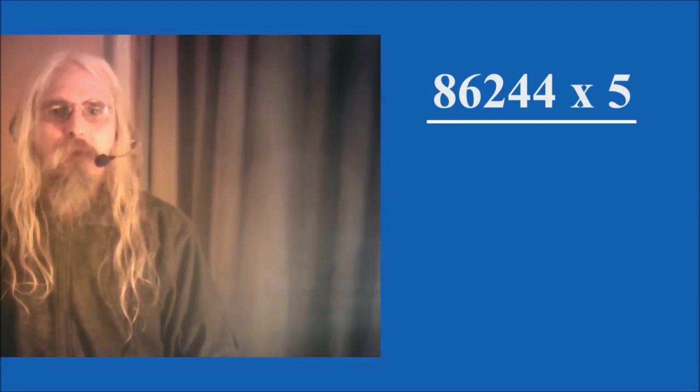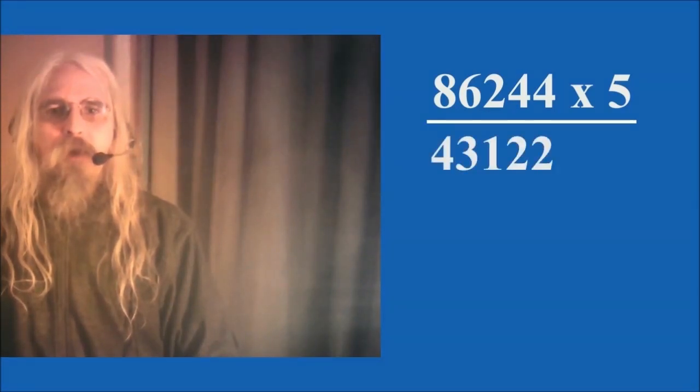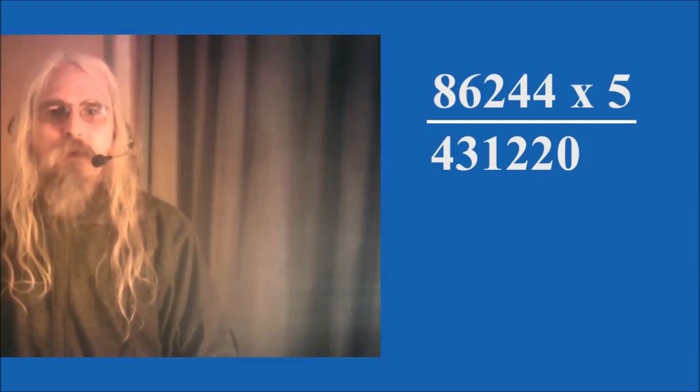86,244 multiplied by 5. So 8 divided by 2 is 4, 6 divided by 2 is 3, 2 divided by 2 is 1, 4 divided by 2 is 2, 4 divided by 2 is 2. So 4, 3, 1, 2, 2, and of course we add a 0 at the end. So 431,220 is our result.